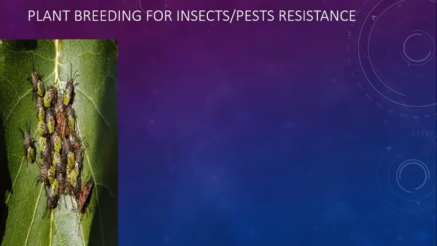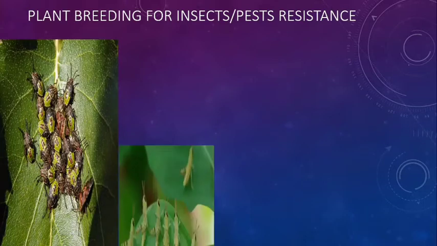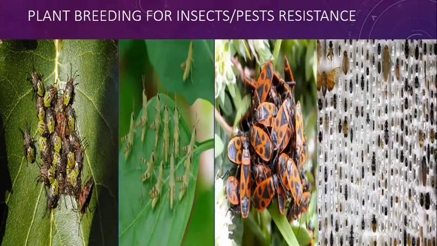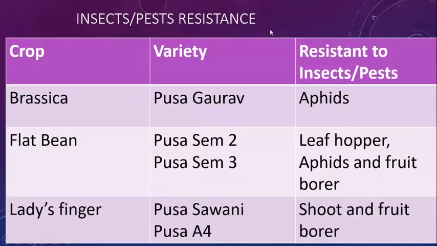These are some of the insects and pests that cause damage to the crops. So it reduces the yield of the crops. The farmers cannot get a good yield because insects and pests are damaging the plants. So plant breeding develops insect and pest resistance. We'll see what the crops, the varieties, and the resistances are.